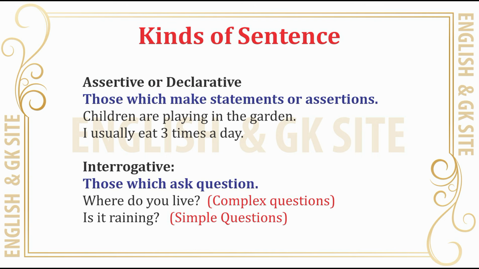There are 4 kinds of sentences: assertive or declarative, interrogative, imperative, and exclamatory. In an assertive sentence, we make a statement or give information. For example, children are playing in the garden and I usually eat 3 times a day. Here is some information or a statement. The next is interrogative, in which we ask questions. Where do you live? It's a complex question. Is it raining? It's a simple question.